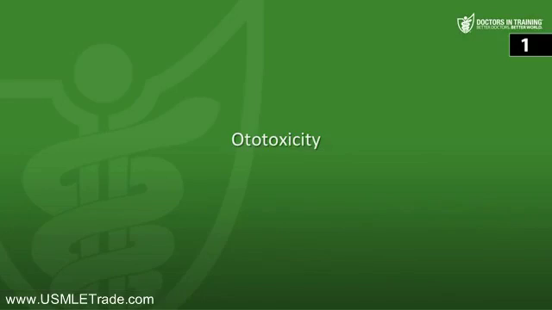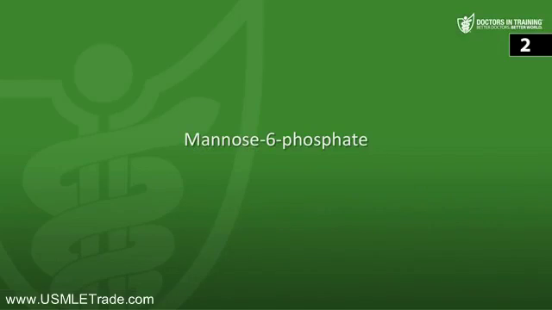It's time for another 3-question warm-up. Let's get going. What effect might aminoglycosides have on a developing fetus? So remember, it's bad because it can cause ototoxicity. Next, what molecule targets proteins in the endoplasmic reticulum for lysosomes? Remember, that's going to be mannose 6-phosphate.